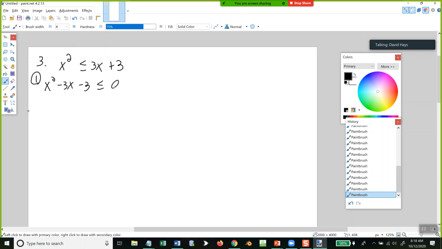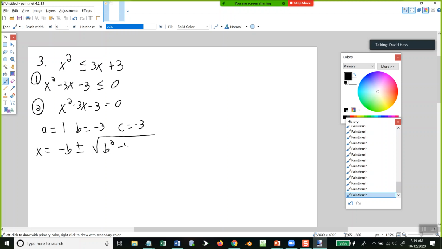Now this one does not factor. I can see this one. So step 2, when we set this equal to 0 and solve, we're going to have to use quadratic formula. A is whatever's in front of your x squared, B is whatever's in front of your x, and C is your number at the end. So we got negative b plus or minus square root of b squared minus 4ac all over 2a.